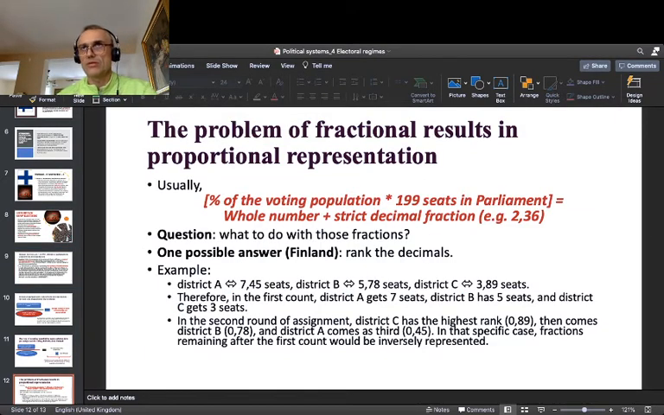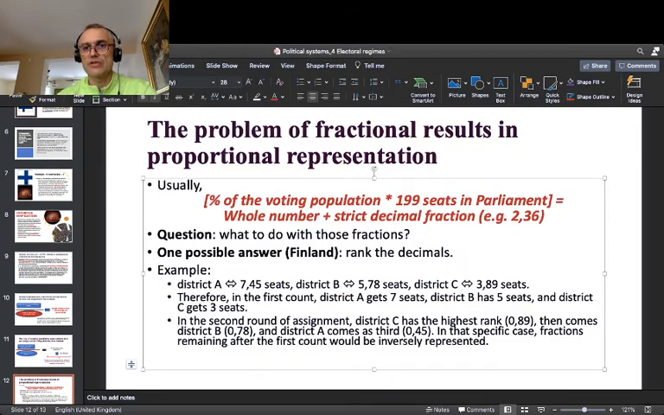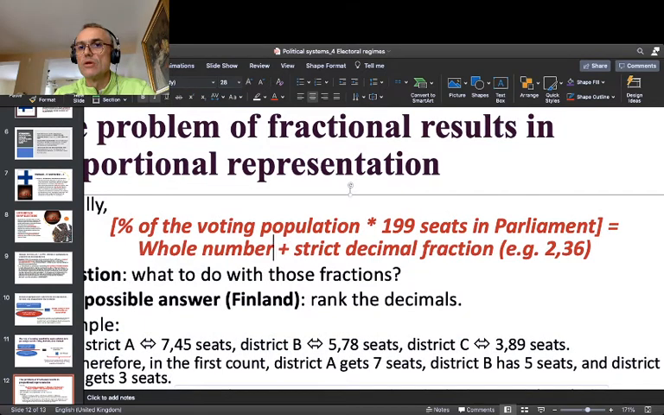Now, when you take empirical numbers and you take the percentage of the voting population in a district and you multiply it by 199, or by any other whole number, you usually have a whole number, a decimal point, plus a strict decimal fraction. So for example, you have 2.36. You have the whole number here, the 2, and then you have the strict decimal fraction, the 0.36.